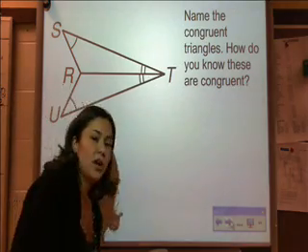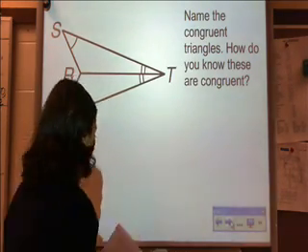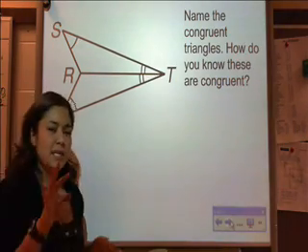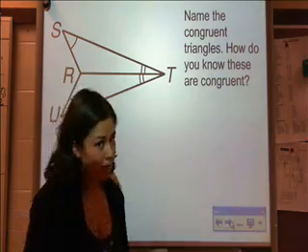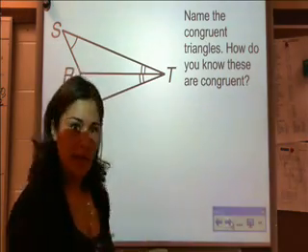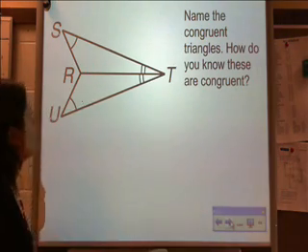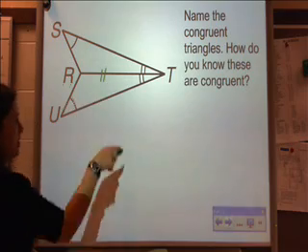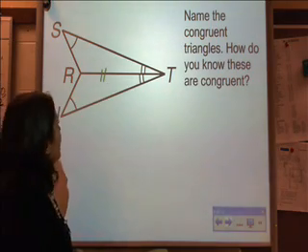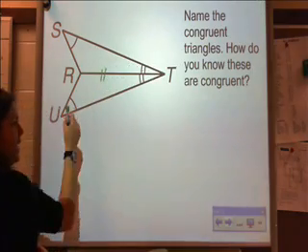Name the congruent triangles, and how do we know these two triangles are congruent? I just wanted to see if you can identify if it's angle, side, angle, side, side, side, or angle, angle, side. Okay, those are the four. Write those down. You should know those. Okay, so let's look. I know that both of these triangles share this side. And now I have two angles and a side.